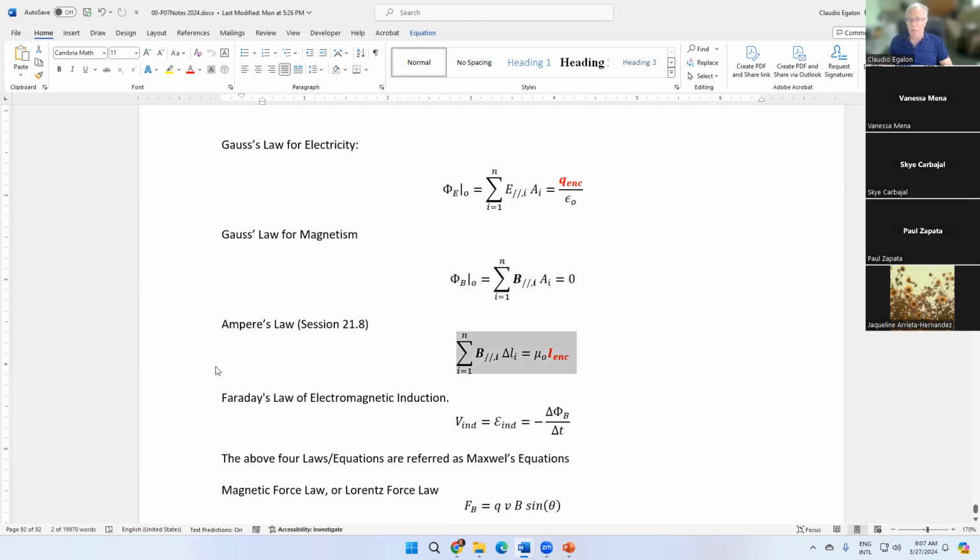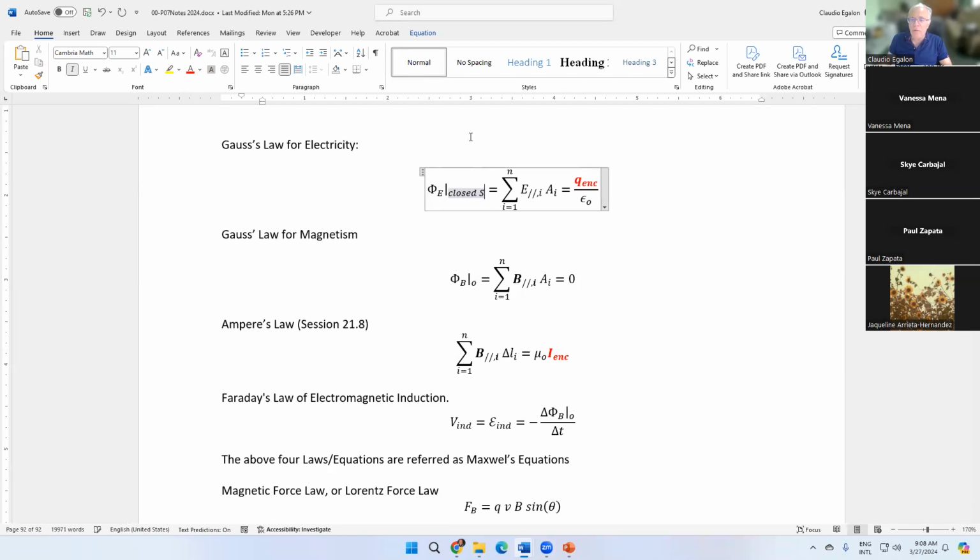Okay, this one that you see right here is Ampere's law. Now, why am I doing that? Because there's a difference between this magnetic flux here. If this magnetic flux is through a closed surface, this magnetic flux that you see here is not going to be through a closed surface. Let me put the notation a different way. Closed surface, like that. Here is going to be a magnetic flux through an open surface.